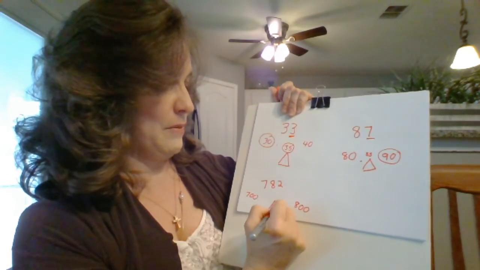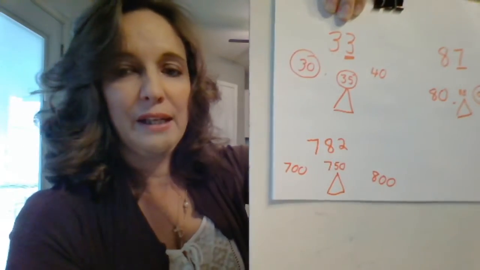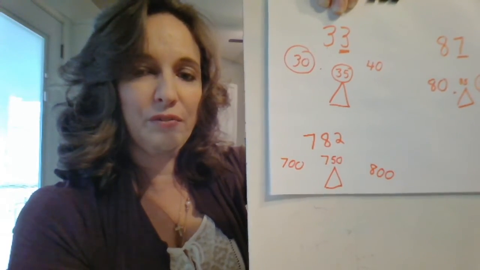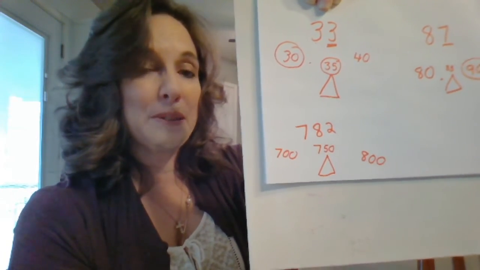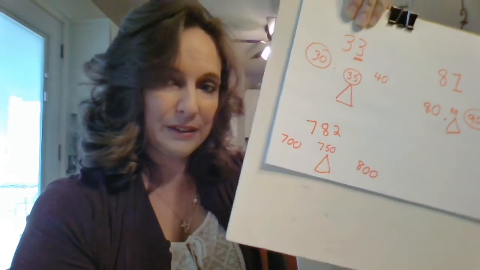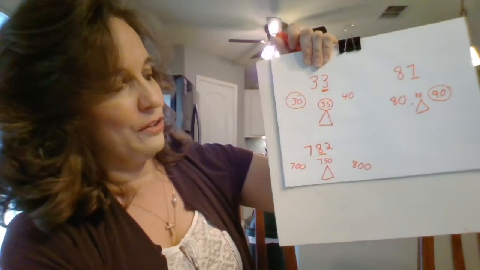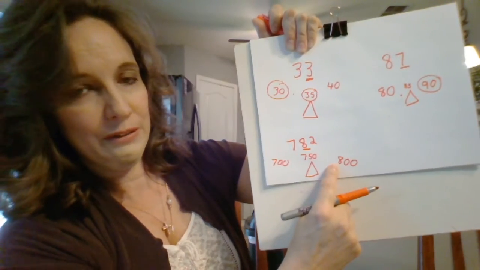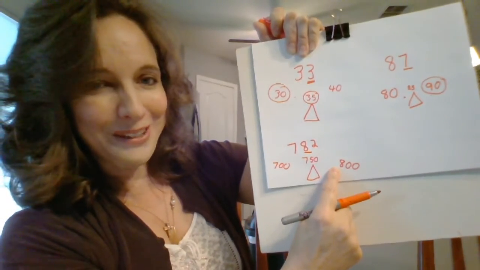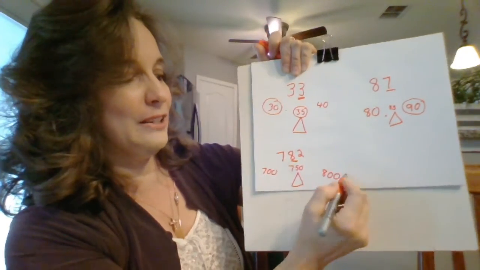It's always going to be something with a 5 in it, so 750 is the tipping point. If it comes before 750, it'll go back to 700. But if the number comes past 750, it's going to tip to 800. So we've got 780. Is 780 over here or over here? Are you watching with your eyeballs? It's over here, so we're going to round 782 to 800.